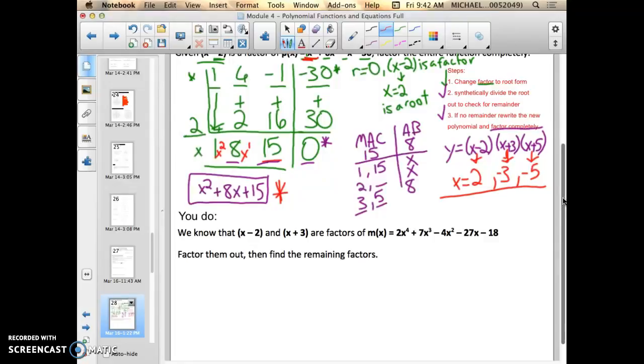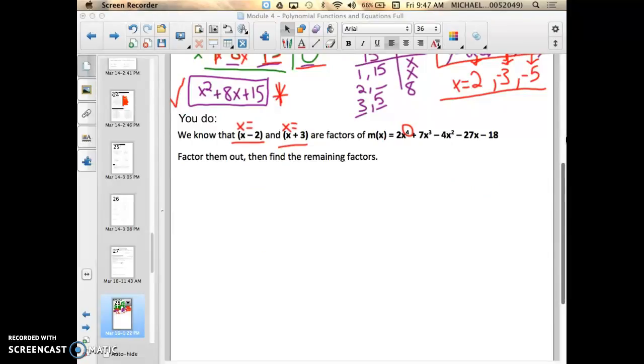But again, the goal for this objective is to at least get synthetically dividing out and then rewriting and then writing in factored form to here. So it's time for you to try your own problem.